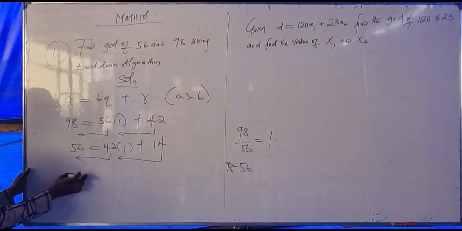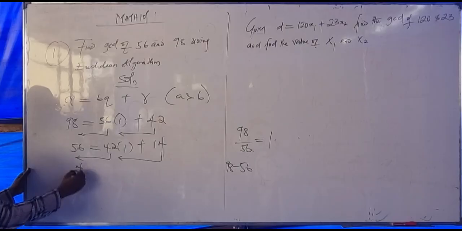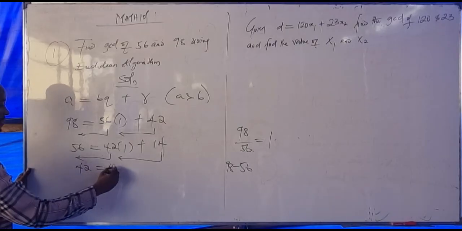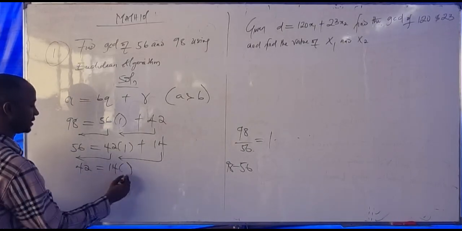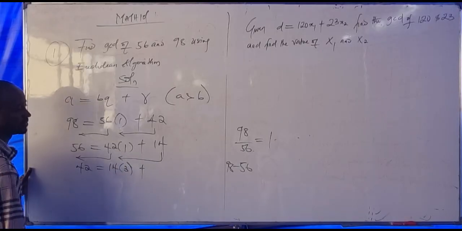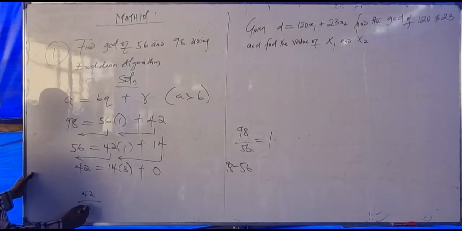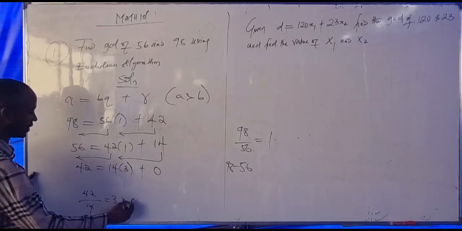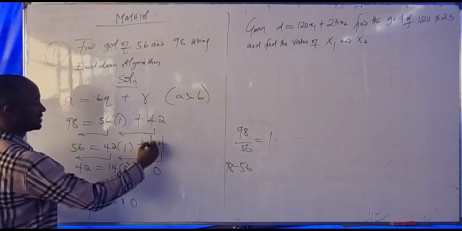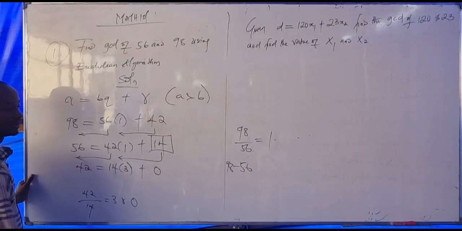What do you do to find the value? You have 42 equals 14 times 3 plus 0. How do we get this? 42 divided by 14 gives us 3, remainder 0. So that means our GCD is 14.